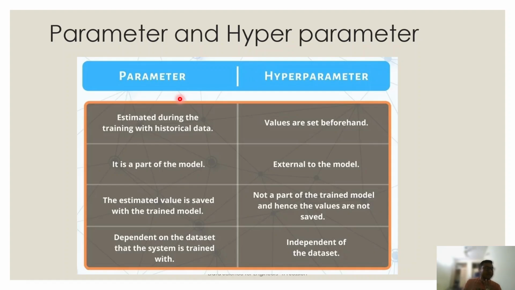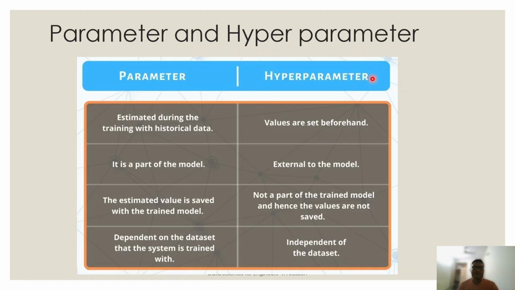Initially we choose some random values and then we optimize that particular line. It will rotate and reach a particular point where you get the minimum error. At that point you get some slope and intercept values. Those values are called the parameters. That is the example of parameters.